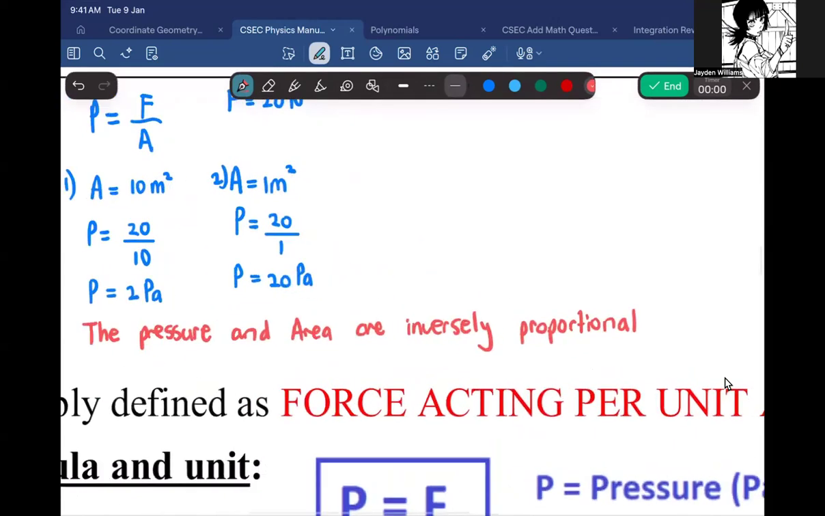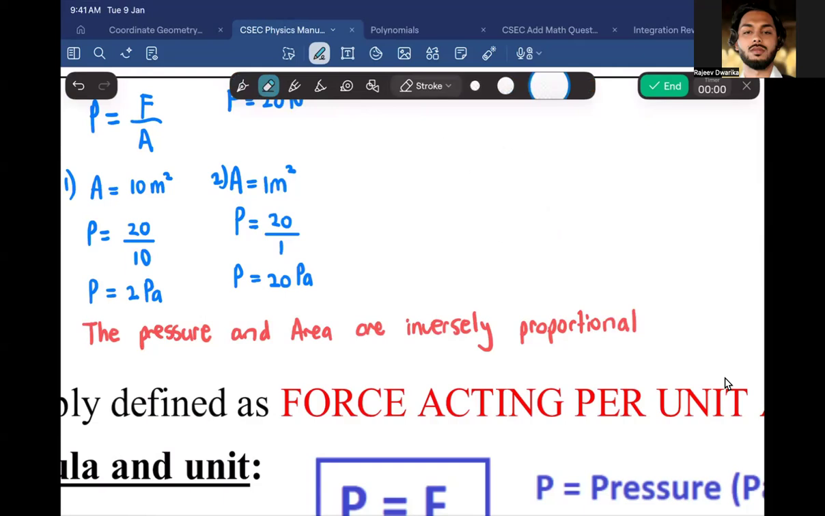When I see inversely proportional, anytime I see the word proportional, I should remember Hooke's law, F is equal to ke. That should come to mind, because remember, the force was directly proportional to the extension. Those things should come to mind.